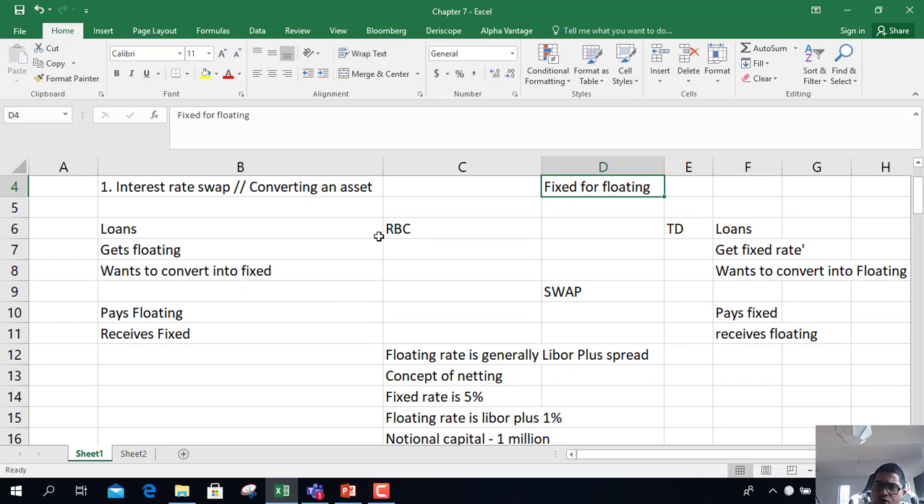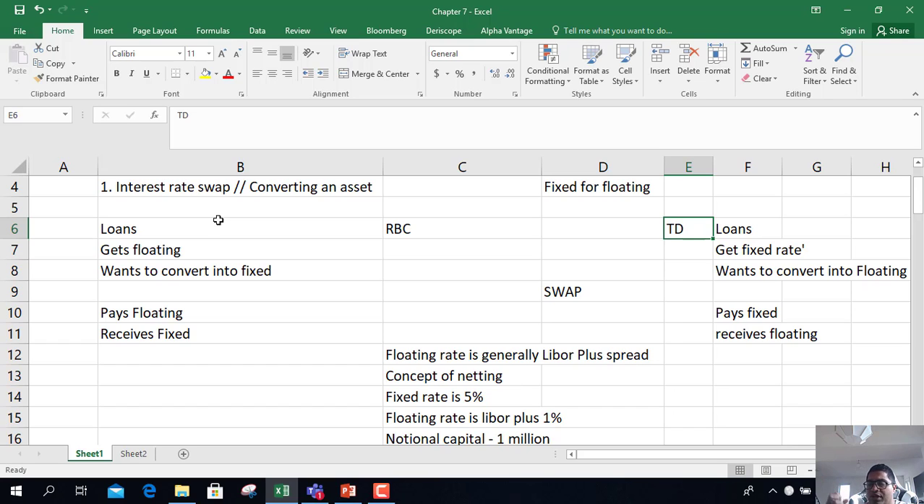So let's say there are two banks, Royal Bank of Canada, RBC, and TD. Now RBC has a lot of loans, TD has a lot of loans also. These loans are income generating assets for banks, so banks are going to be paid on those loans. People are taking loans from RBC, people are taking loans from TD. So these are assets for the banks and people are going to pay RBC and people are going to pay TD.